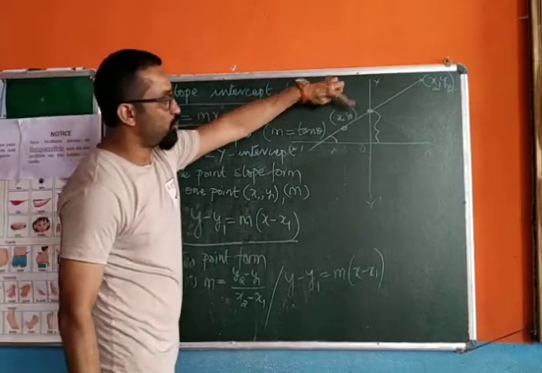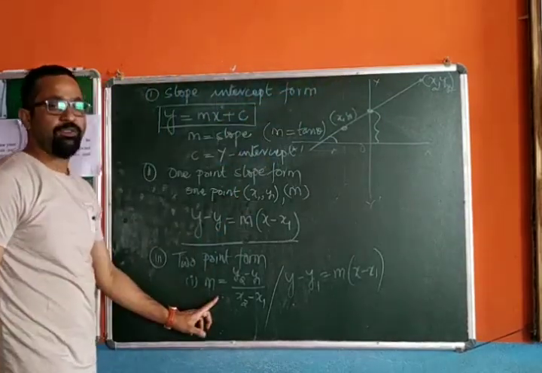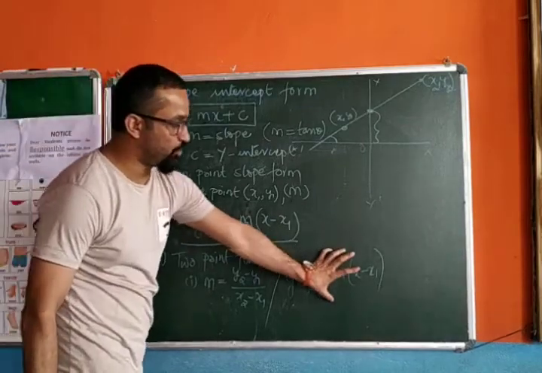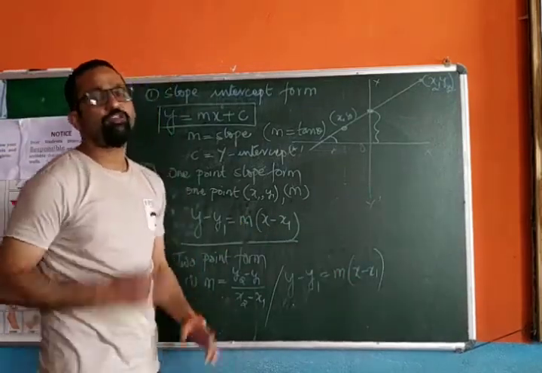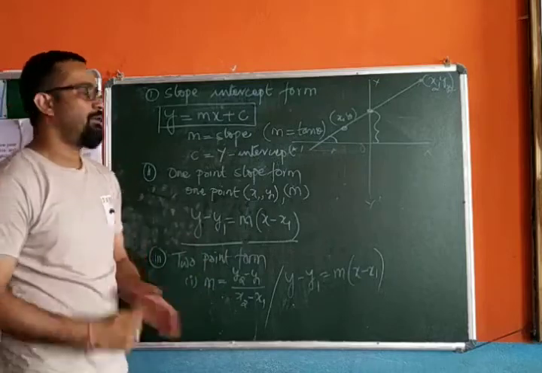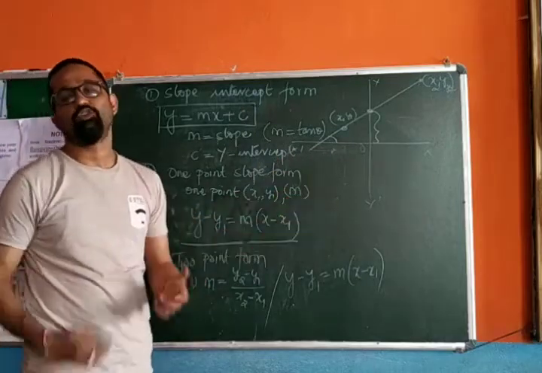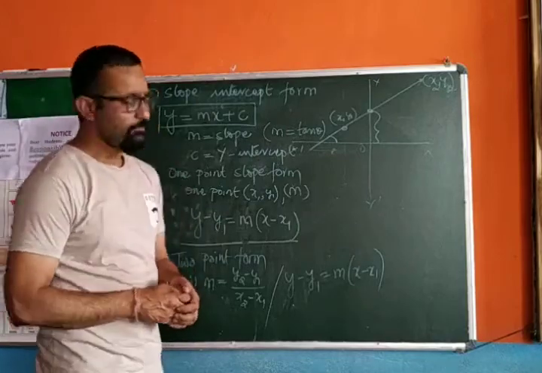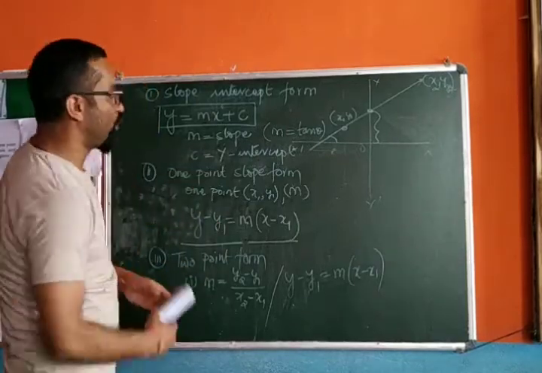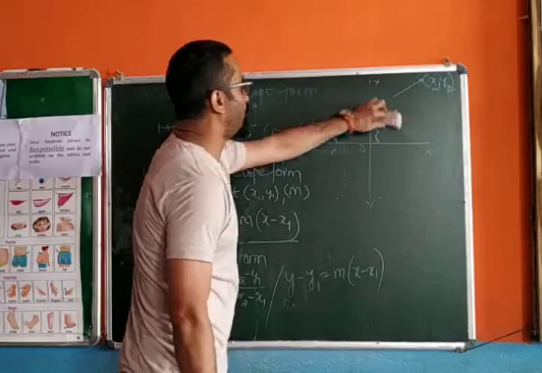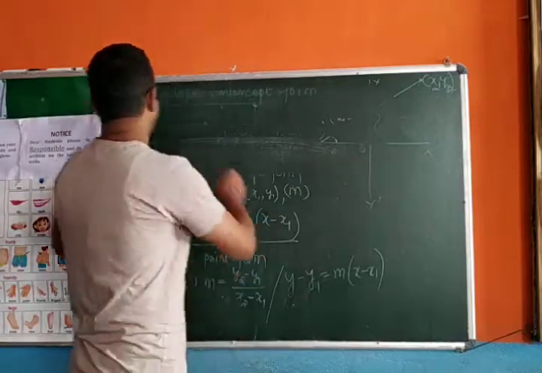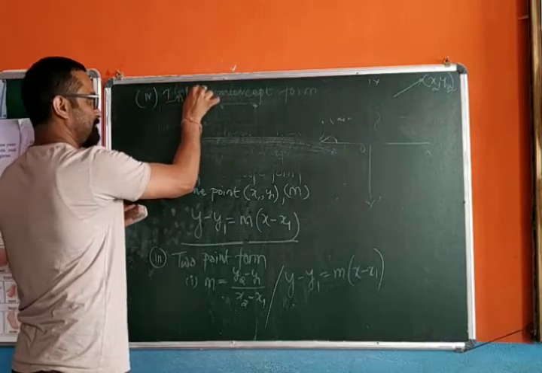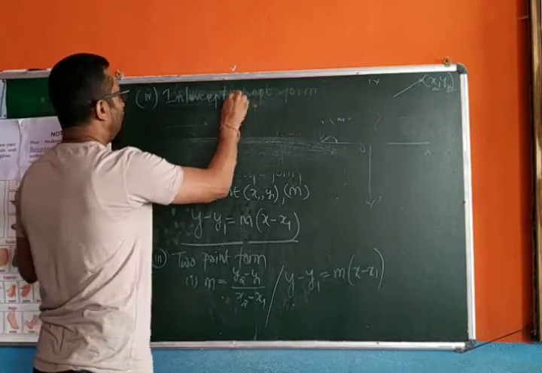You'll be given 2 points, so we can use slope calculation first, then we use the equation. If you do it separately, it'll be easier, or you could do it directly. You have a formula, but I'm not writing that formula. Next one, number 4, is called intercept form.